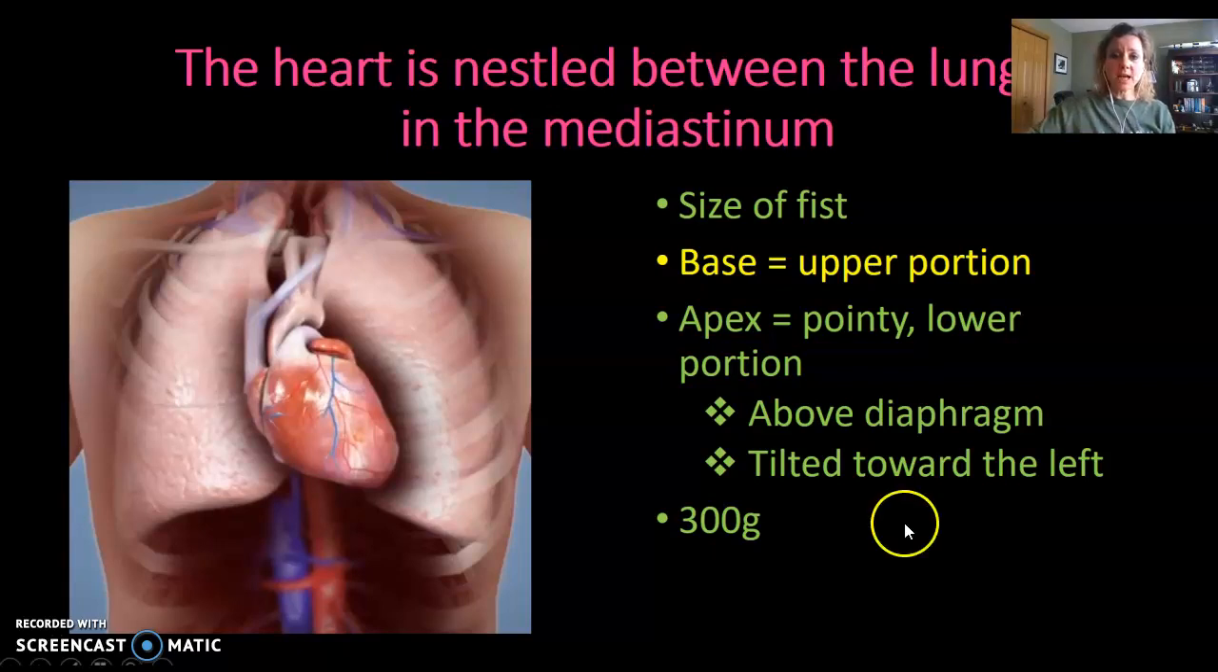The wider top portion of the heart is called the base, kind of like how the base of a triangle is always the wider portion, whether it's upside down or right side up. And then off of the base sprout the great vessels, which we'll talk about in a little bit. The pointy part of the heart is called the apex. The apex rests on the diaphragm, and it's at about the level of the fifth rib. And the heart is kind of tilted towards the left side of our chest.